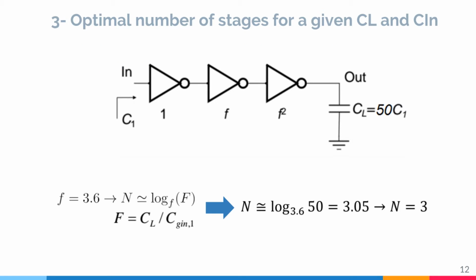In this slide, we can see an example of the complete methodology to obtain the optimal n. We first compute capital F taking C loading and C G in. Then we do the log base 3.6 of capital F and we find the optimal n. Notice that the result might have decimal values. We need to choose one of the two closest integers. In some cases, we may need to compute the total delay of the chain for the upper closer integer and the lower closer integer, and then see which one gives a better total delay value.